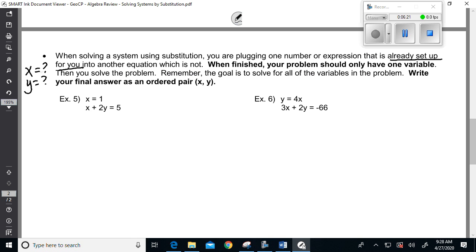Then solve the problem. Remember, the goal is to solve for all of the variables in the problem, and to write your final answer as an ordered pair. That means when you give your answer, you write it in parentheses, one number and then another number. Now, how do you know what order it goes in? Alphabetical order. So most of the time it's x comma y, but if it's not x and y, you always go in alphabetical order.